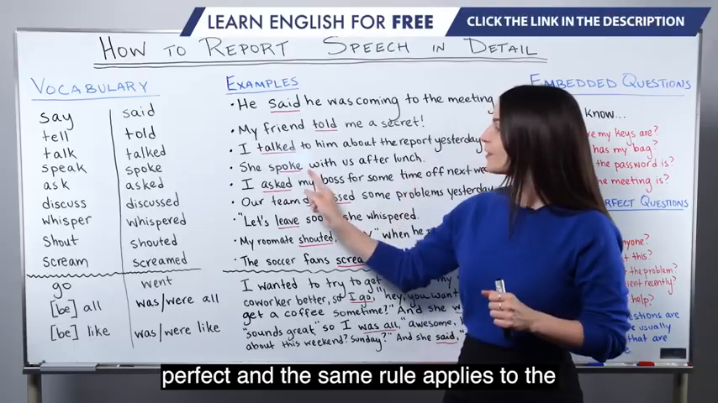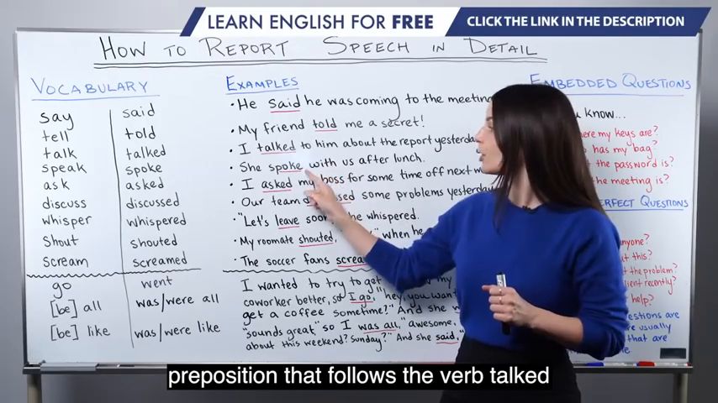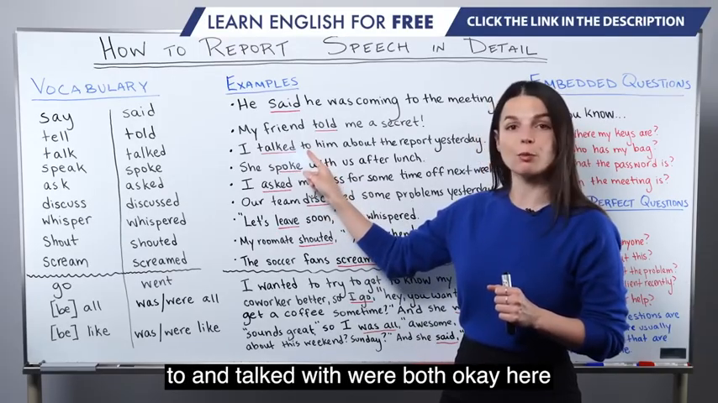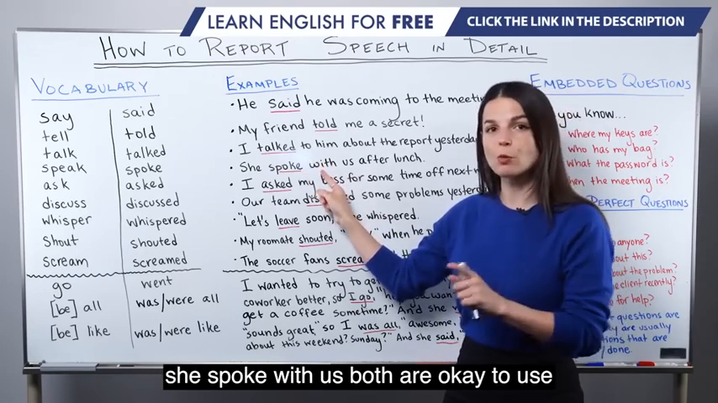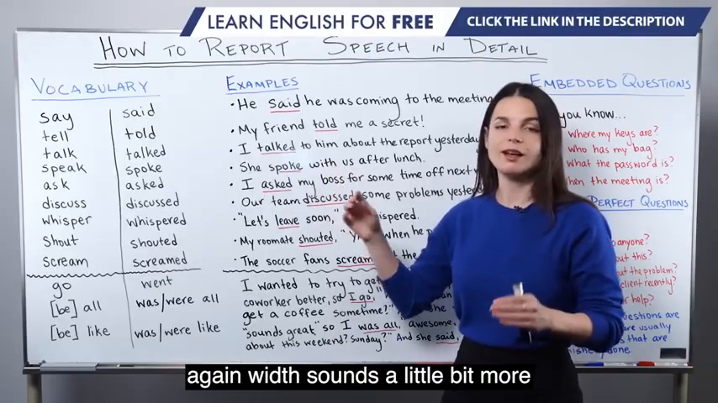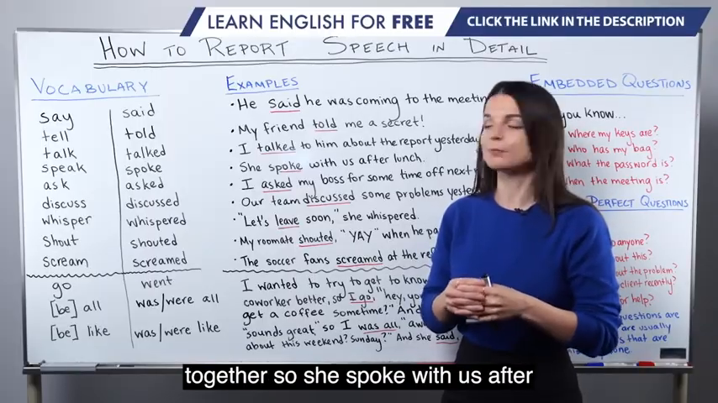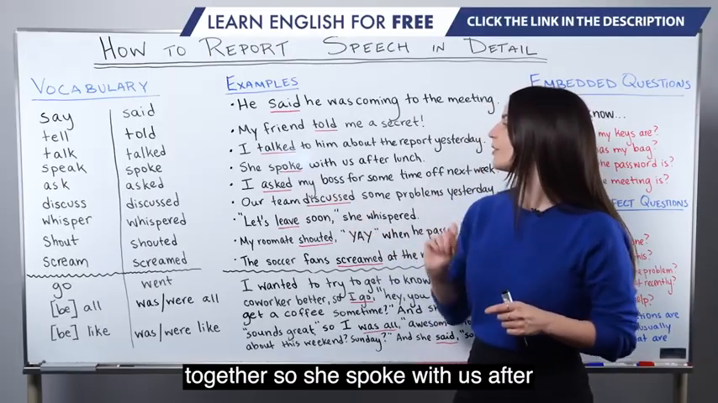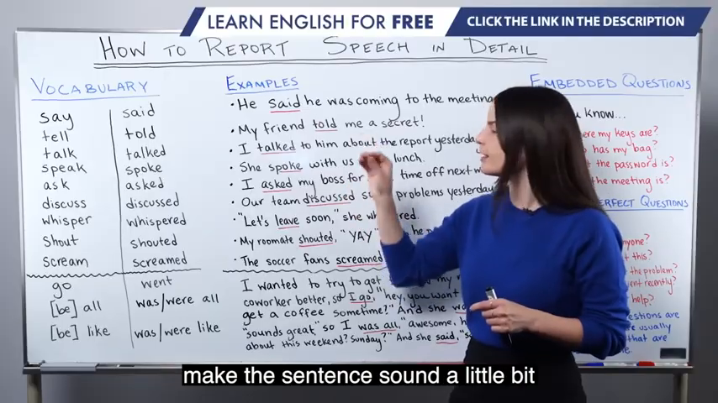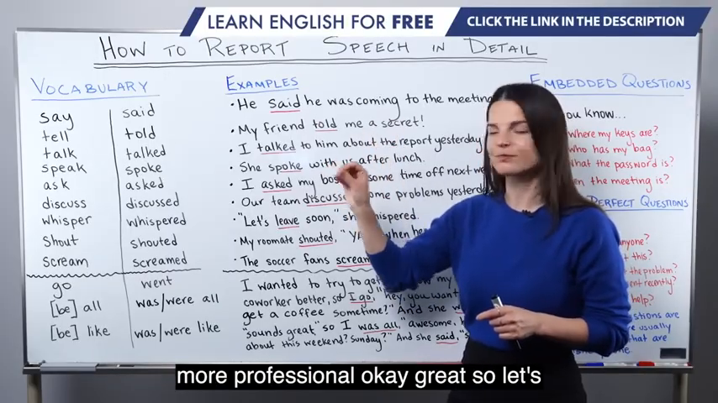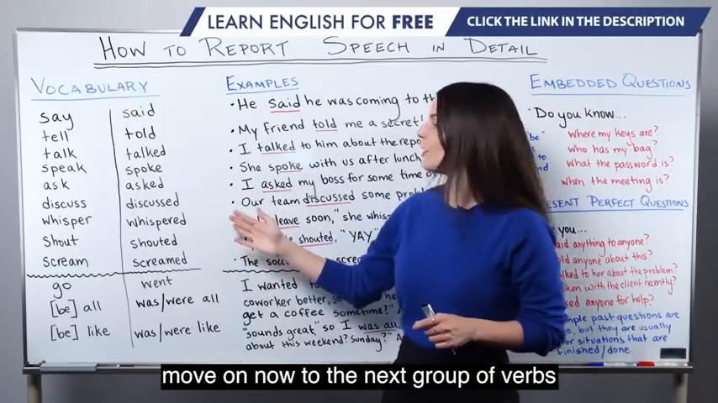Perfect. And the same rule applies to the preposition that follows the verb. Talked to and talked with were both okay here. The same is true here. She spoke to us or she spoke with us. Both are okay to use. Again, with sounds a little bit more like the conversation is happening together. So she spoke with us after lunch. So we can use this verb choice to make the sentence sound a little bit more professional. Okay, great. So let's move on now to the next group of verbs.